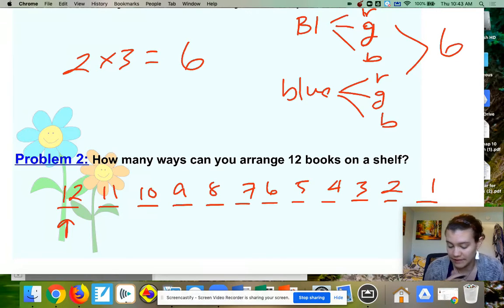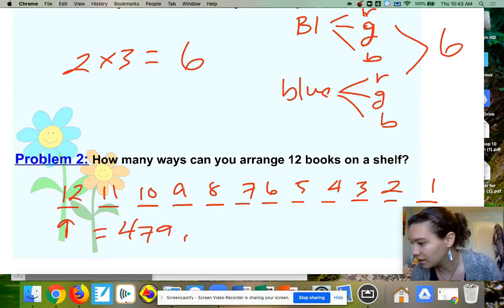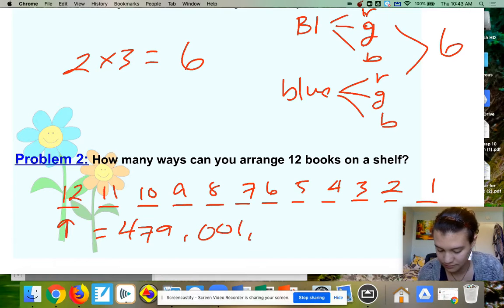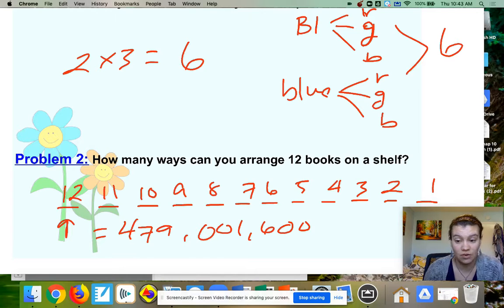So then, at this point, you can multiply all of those numbers together, and you'll get this humongous number as different types of options. So tons of ways you could organize 12 different books.